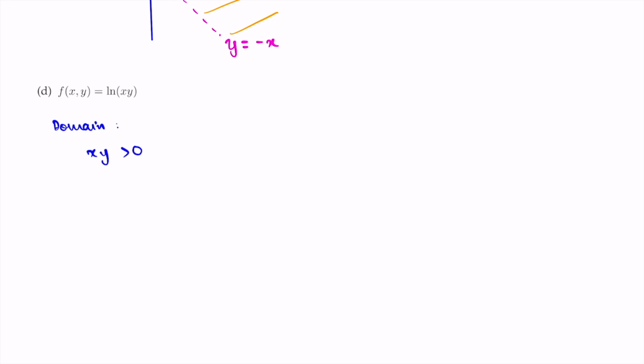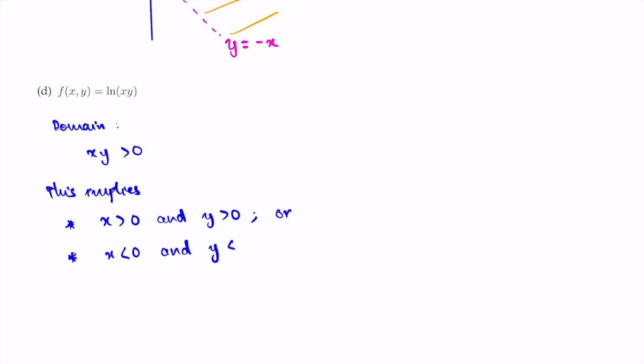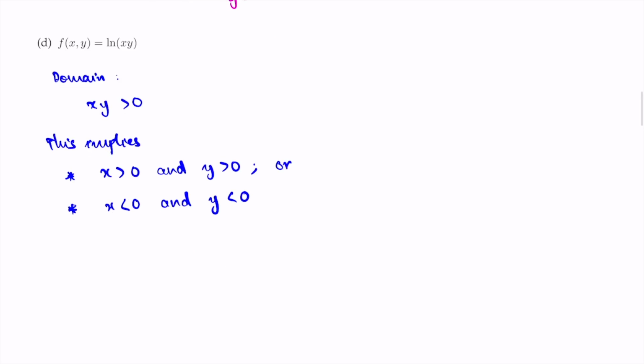So when you have x times y greater than 0, there are two situations. This implies that both x and y are positive, or both x and y are negative. So there are two scenarios: x greater than 0 and y greater than 0, or a second scenario where x is less than 0 and y is less than 0. So in general, when you write the domain of the function, this is the set of all points x comma y in R2 such that xy is greater than 0.